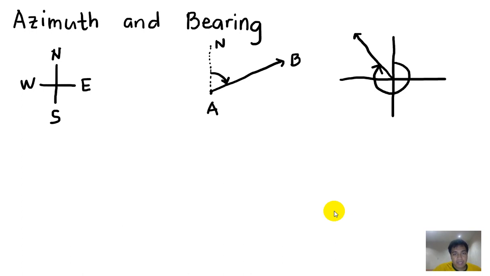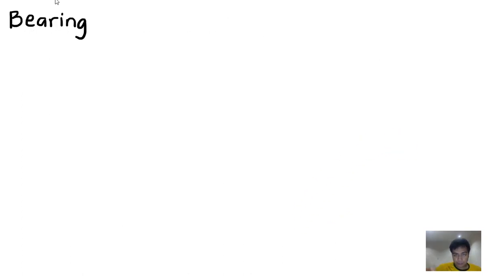Now how about bearing? Well, bearing is also a measure of angle, but this time we need two of the major directions. Okay, so let me write that again. The four major directions are north, east, west, and south.